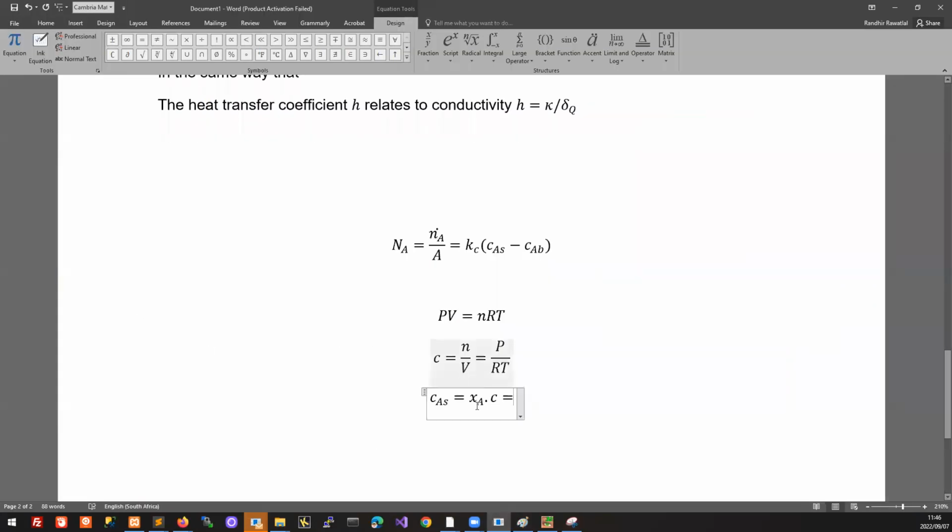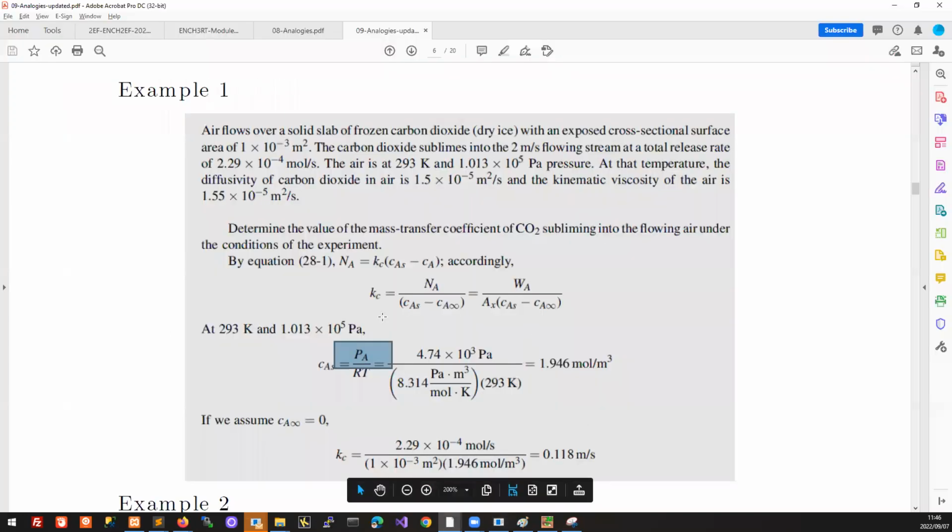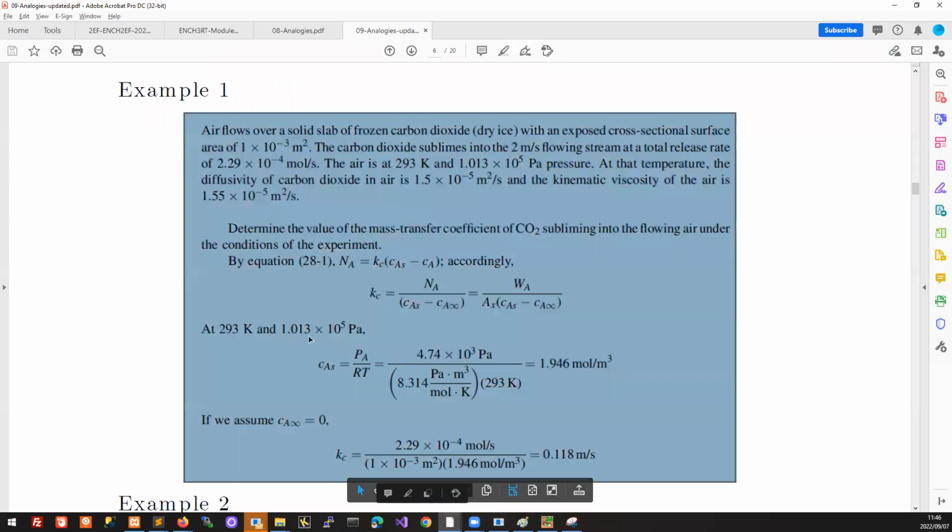So instead of working in terms of XA, we can say that's all just equal to the partial pressure of the CO2 divided by RT. So that's how we get CAS. So that's a piece of additional information we have to look up. We have to get that PA. And then with that, we've got CAS.